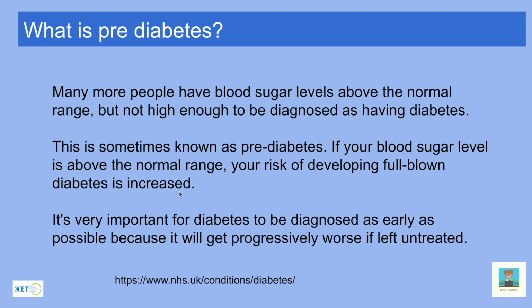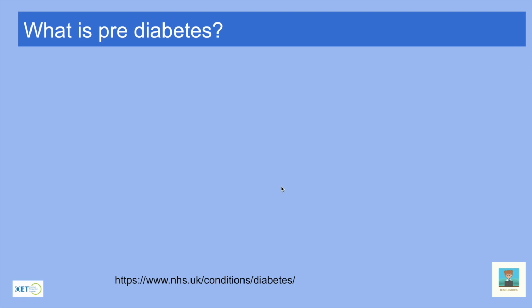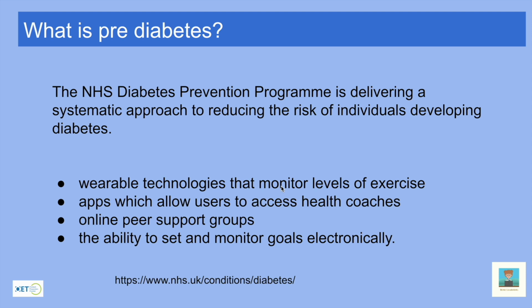It's very important for this to be diagnosed as early as possible, because if it's untreated, if no changes are made, then things will get worse. So there is a very big program, as I say, in the UK to check if people are pre-diabetic, and if they are, there is a prevention program to stop people from becoming diabetic. It's a systematic approach to reducing the risk of individuals developing diabetes.